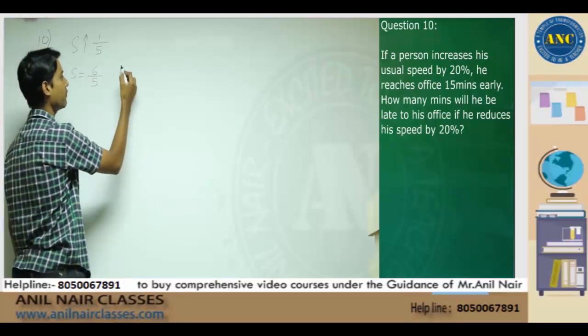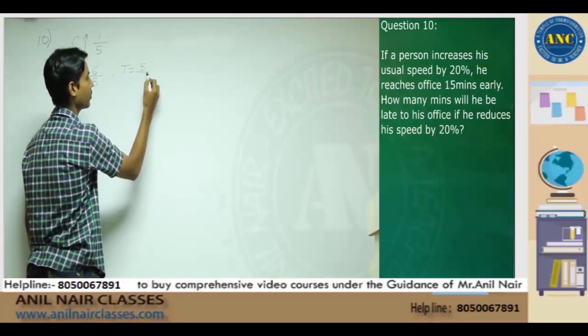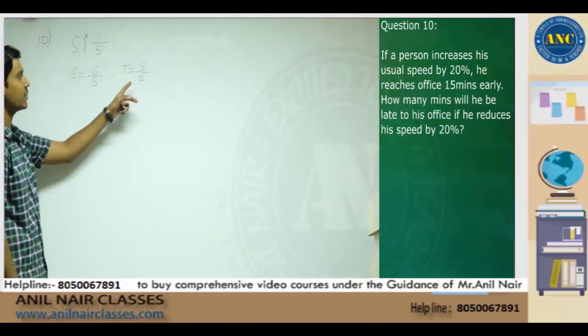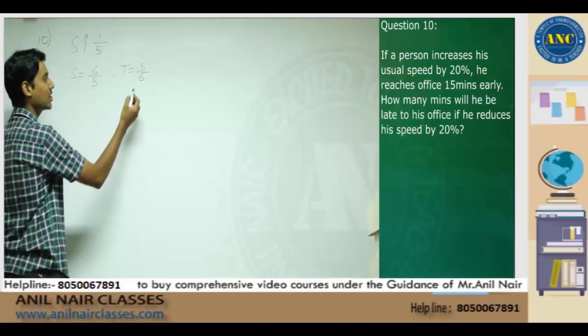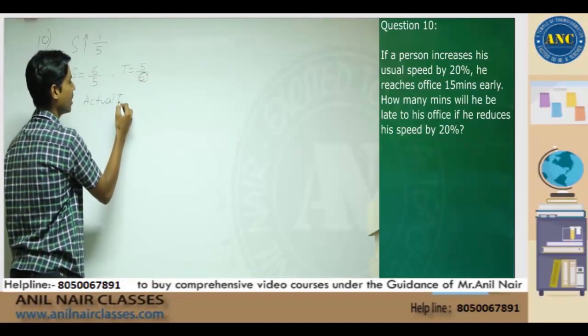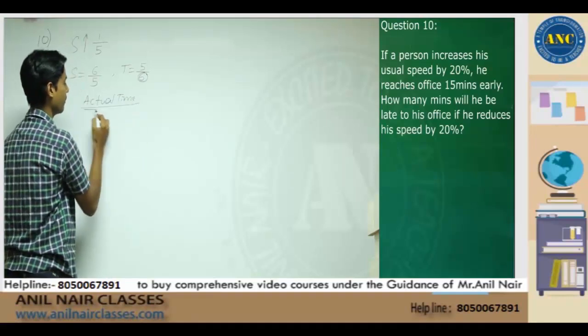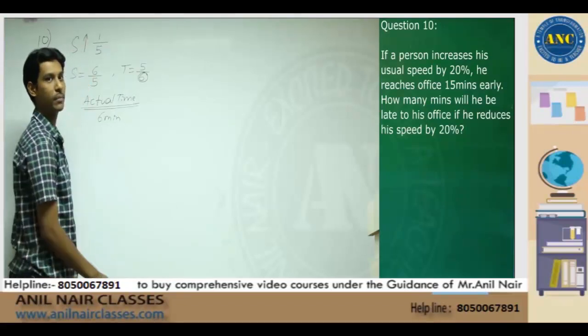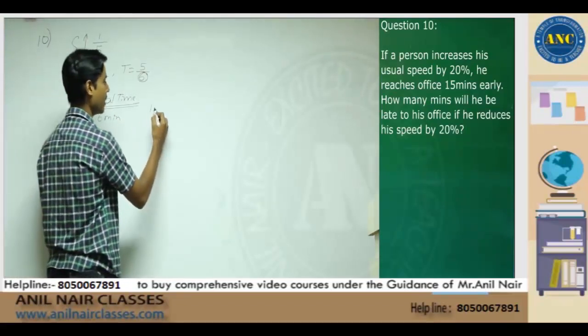If speed is 6 by 5, since speed and time are inversely proportional, time will become 5 by 6. What is the meaning of time 5 by 6? Actual time taken was 6 minutes. Today I reached in 5 minutes. That means I am early by how many minutes? 1 minute. I am early by 1 minute.